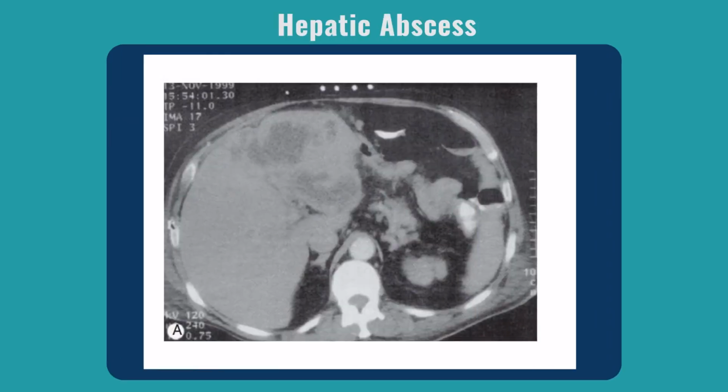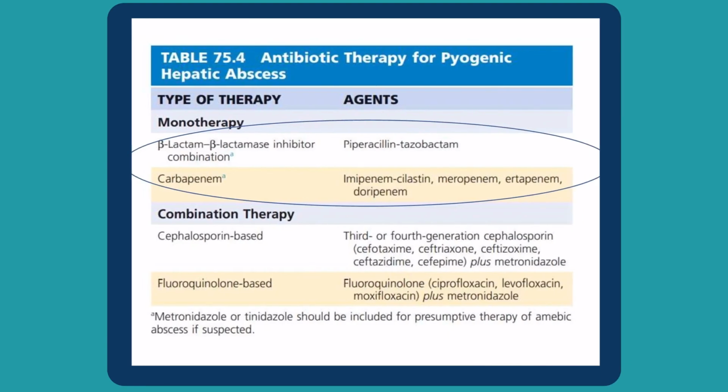This is an example, a CT scan of the abdomen which shows a hypodense lesion in the liver, which is actually a hepatic abscess. Now, antibiotic therapy for pyogenic liver abscess. Here the empiric therapy would be a beta-lactamase inhibitor or a carbapenem, with amoeba cover, which is metronidazole, if you have not established the diagnosis. But it is very important to establish the diagnosis.